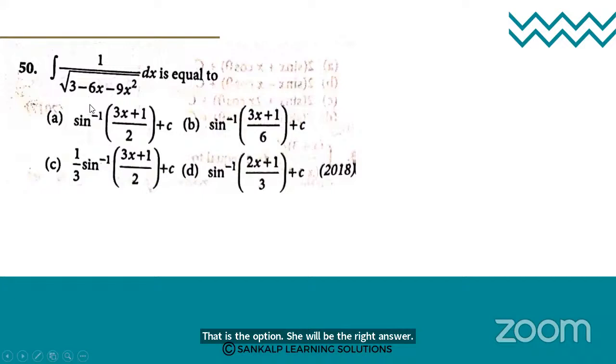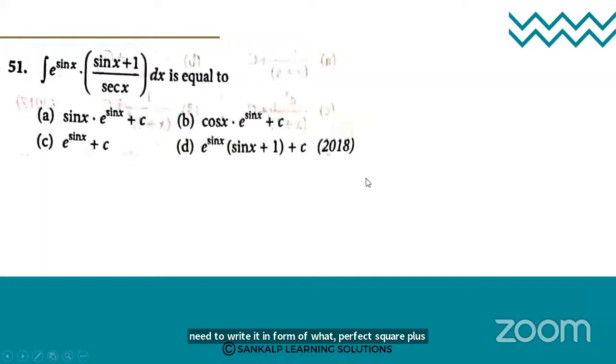Next, so this is direct. You all can do it. Again, we have 1 upon 3 minus 6x minus 4x square. So it will be in the form of a square minus x square, and you will get the integral in terms of sine inverse. So again, you need to write it in the form of a perfect square plus some term. So solve it for homework. Option C will be the right answer.